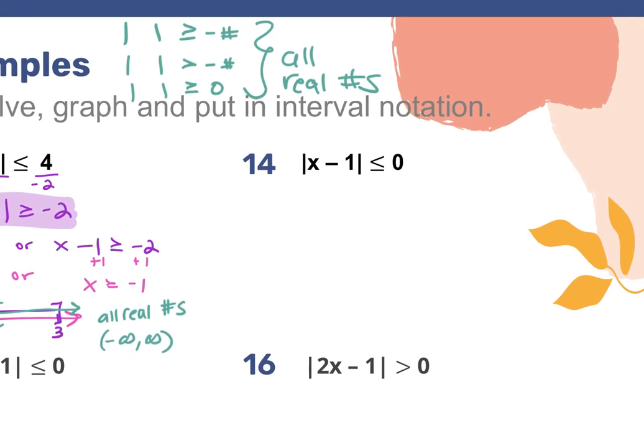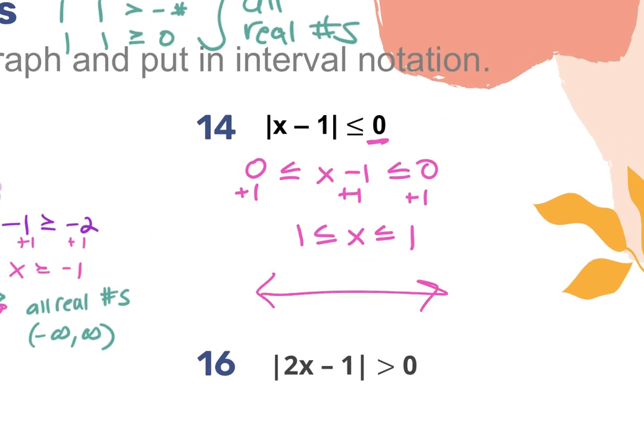This says absolute value of x minus 1 is less than or equal to 0. So there's no such thing as the opposite of 0. I would put it's a less than, so I'd get a 0 on the left, less than or equal to x minus 1, which is less than or equal to 0. I'd add 1 to both sides: 1 is less than or equal to x, which is also less than or equal to 1.